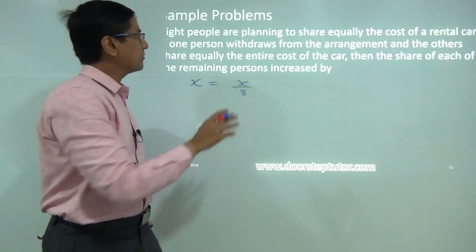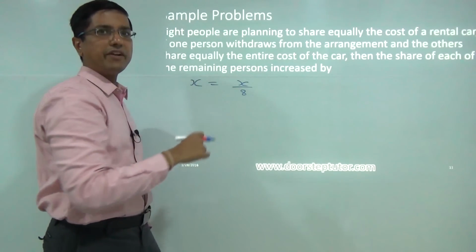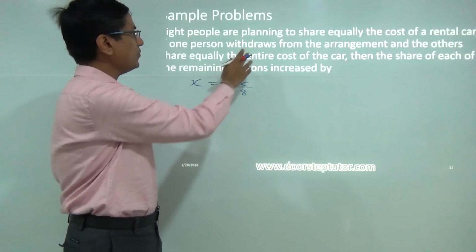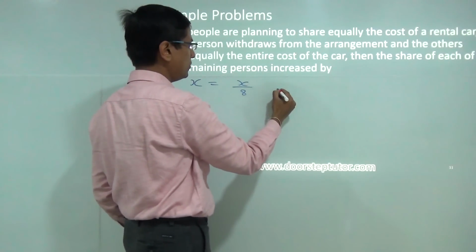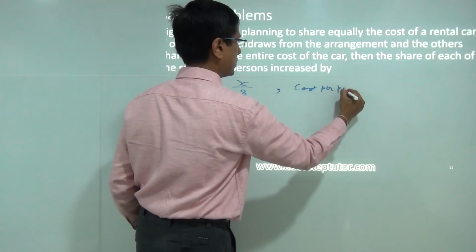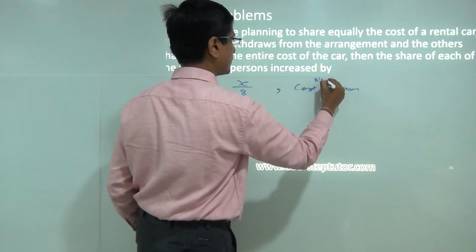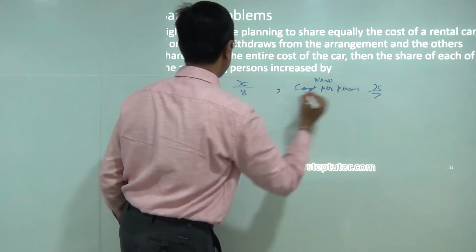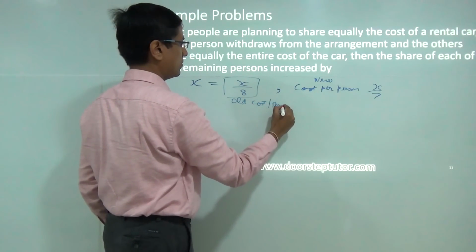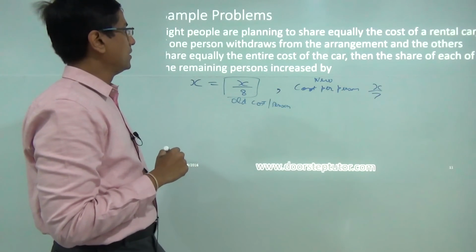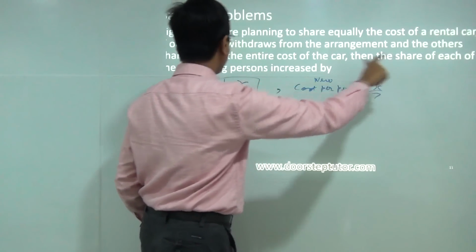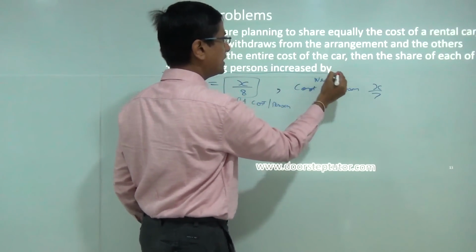Now from these 8 friends, one of the friends, let's say, falls ill. So now we are left with how many friends? 7 friends, and now they have to share the cost of the car. So the cost per person, this is the new one, becomes X by 7. This is the old one, the old cost per person. Now what is the problem asking us? The problem is asking us by how much the share of each of the remaining persons increased.